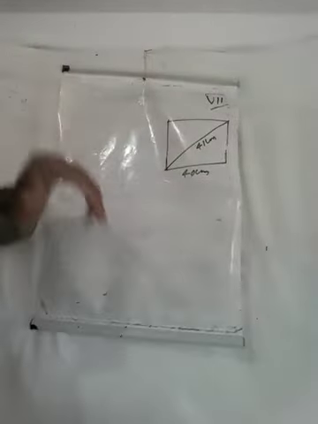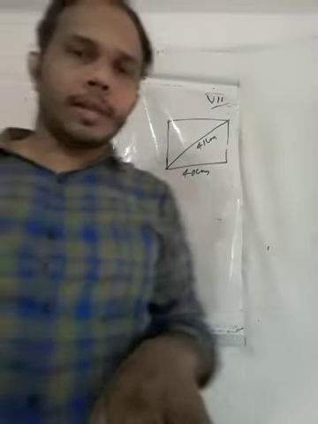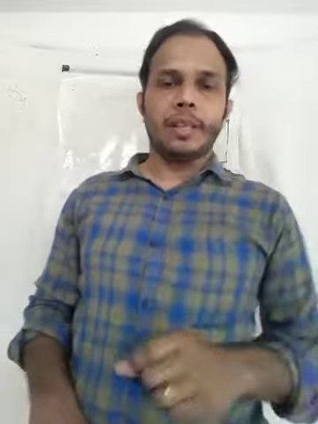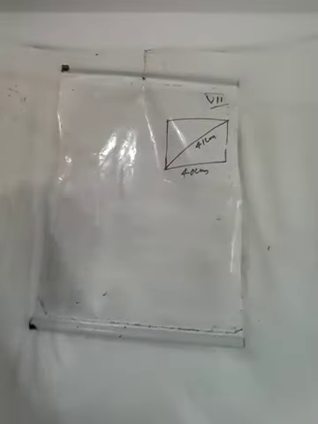You need to calculate the perimeter. How can we calculate the perimeter of a rectangle? Perimeter of a rectangle means 2 into length plus breadth. That is the perimeter of the rectangle. That is the concept of perimeter.